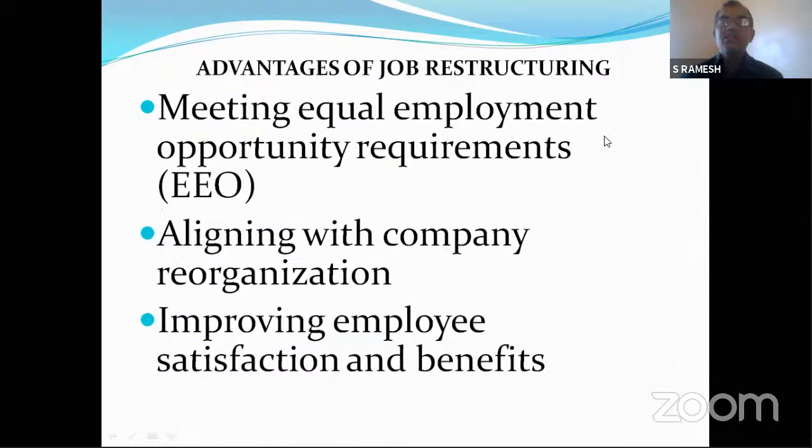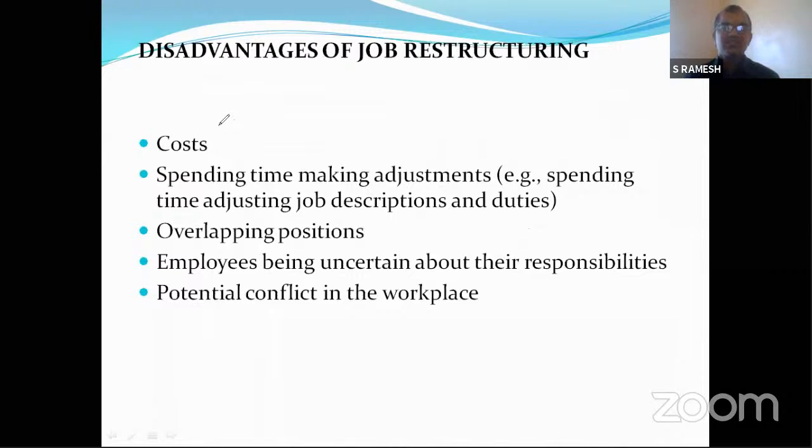So what are the disadvantages of restructuring? It will increase costs. This month an employee works here. Next month you are going to transfer him to some other department. There again he has to be trained. Training expenses will take place. Time will be wasted. Resources will be wasted. Efficiency or effectiveness may be hampered because of this restructuring. Spending time making adjustments, that is what I told. Because of restructuring, you may lose some time.